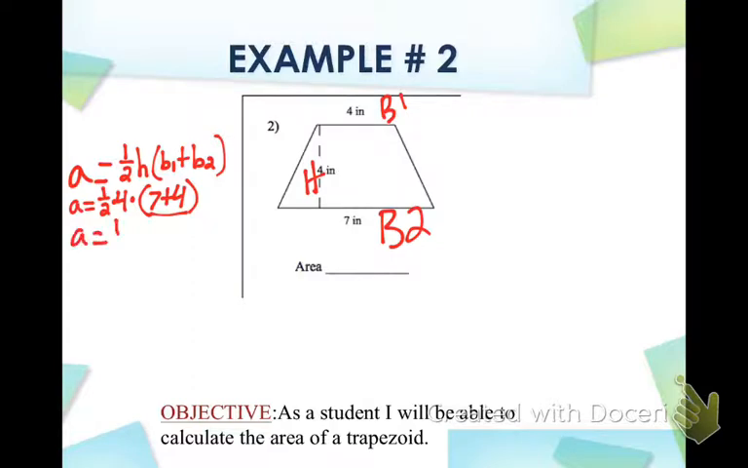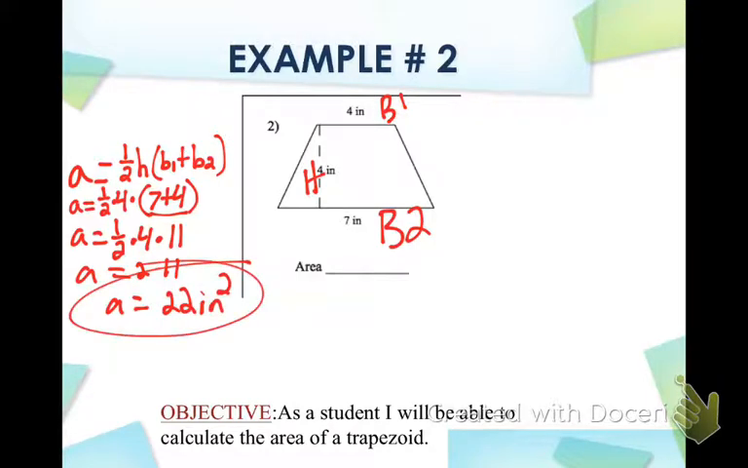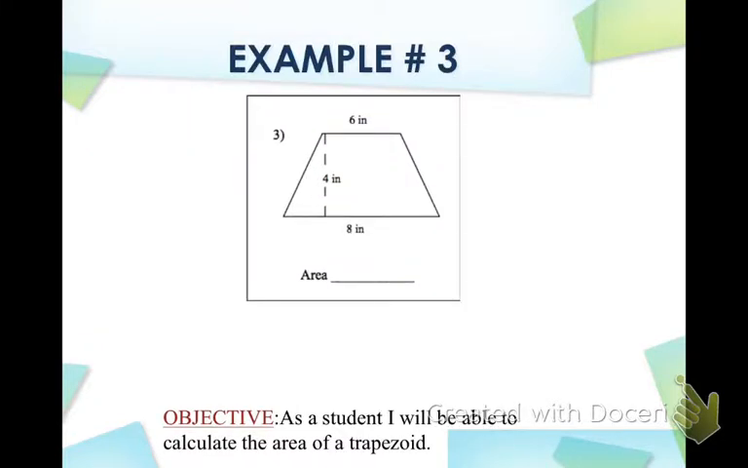So area equals 1/2 times 4 times 11. 1/2 of 4 is 2 times 11. That is going to give you an area of 22. We need our label. Inches squared. And ladies and gentlemen, that is your answer. Now, remember, you can use a calculator, but you should also see how to do it showing your work. All right, moving on. Next one, example number 3.